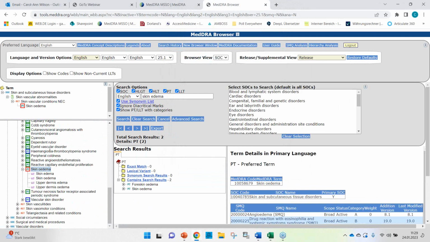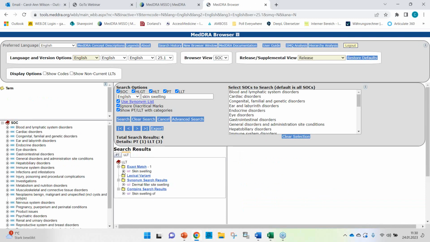We don't know whether the skin was affected. It could be that the swelling resulted from a bone rib fracture, for instance, or a muscle swelling, a muscle condition. We don't know. And skin swelling is a separate term, of course, because edema is a more specific term than swelling. Here we are, skin swelling under the same PT. So the verbatim does not indicate that the skin or the subcutaneous tissue is swollen. Again, it would be an interpretation.